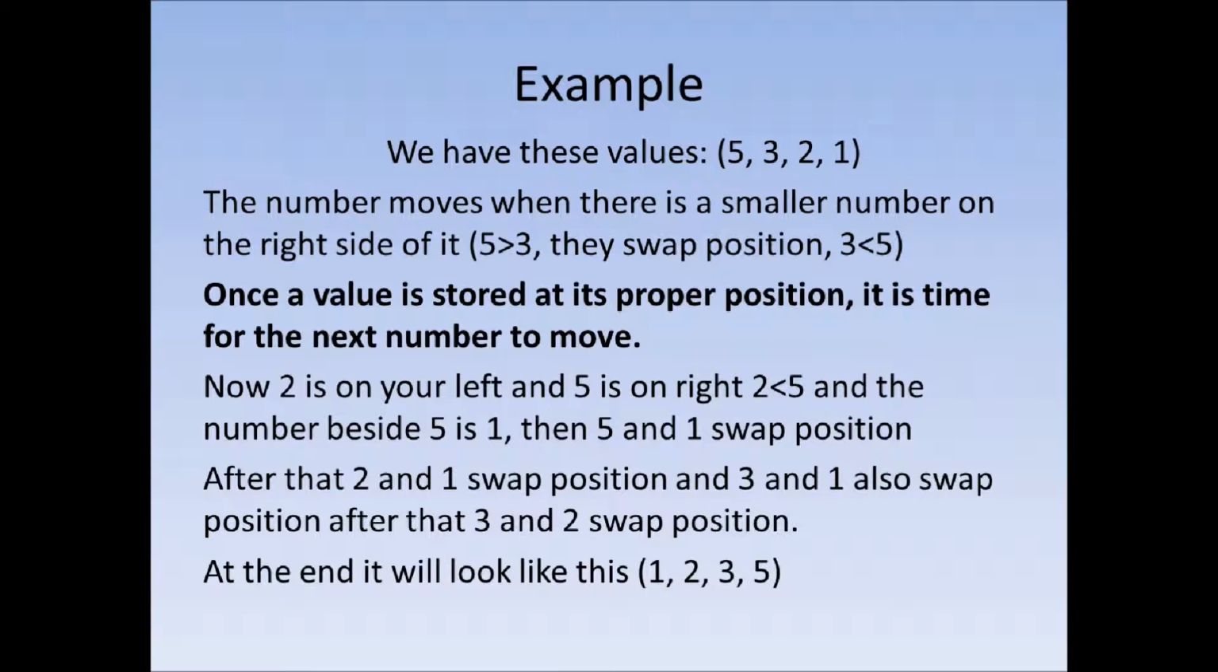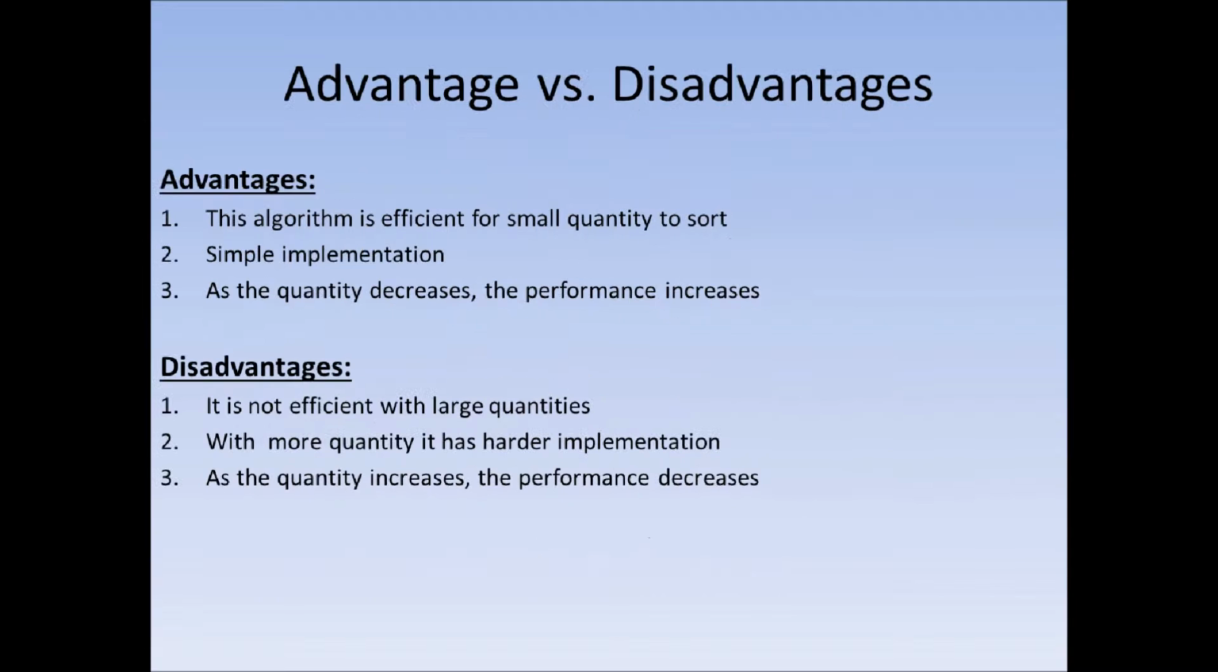Now 2 is on your left and 5 is on the right. 2 is less than 5, and the number beside 5 is 1. Then 5 and 1 swap positions. After that, 2 and 1 swap positions, and 3 and 1 also swap positions. After that, 3 and 2 swap positions. At the end, it will look like this: 1, 2, 3, and 5.